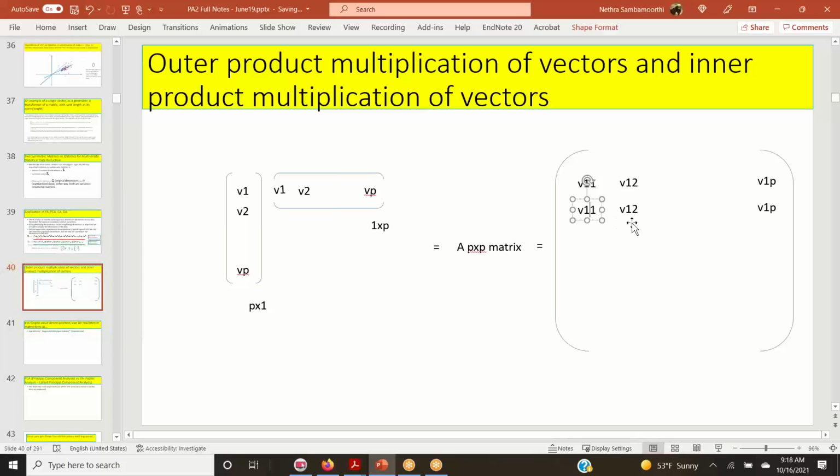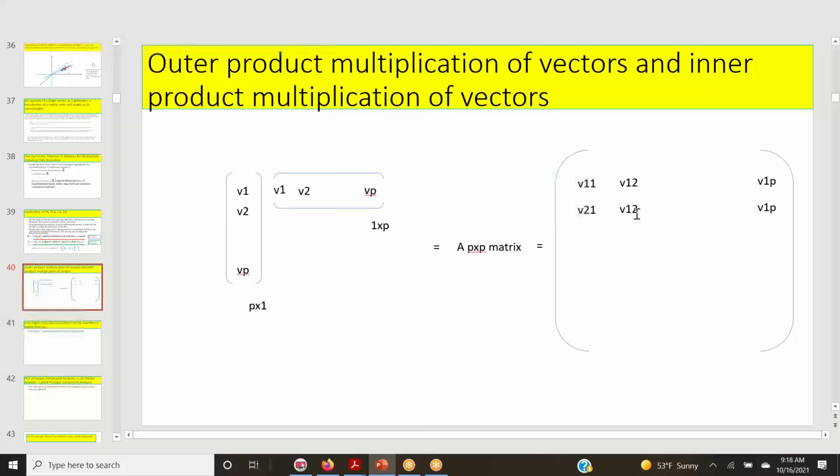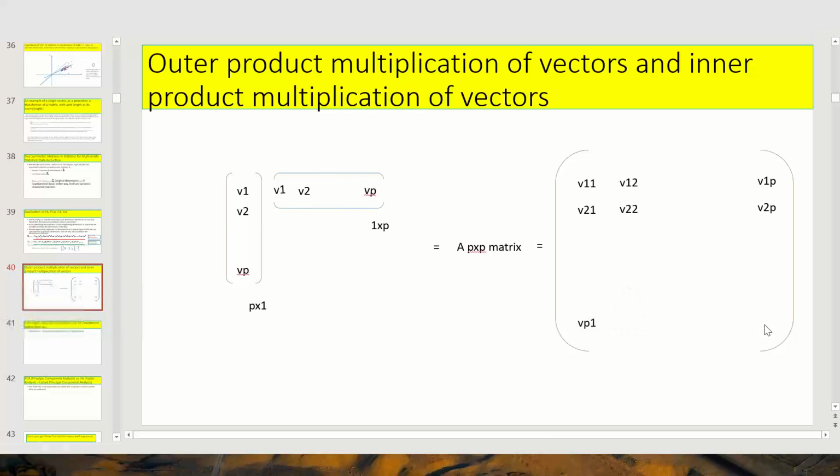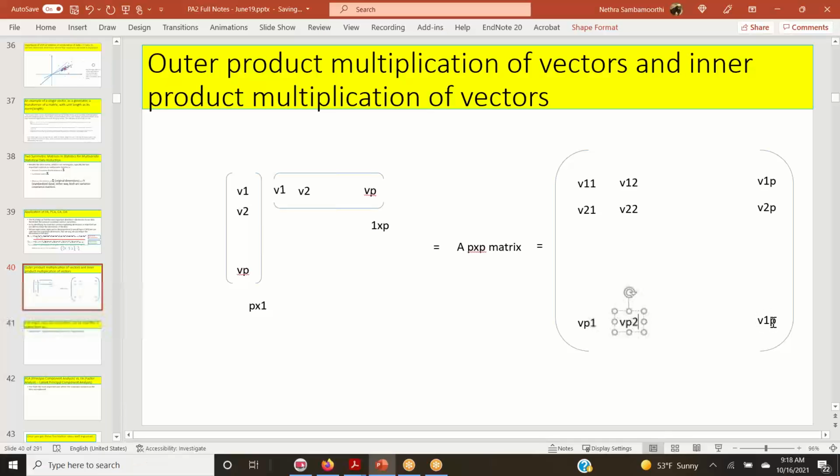You are just reviewing the basics of matrices. That's okay. That's important. You have to feel comfortable with what's going on. So like that, and then finally comes VP1, the last row here, and then multiply each one of that with, okay, this is called VP1. This is called the outer product of two vectors. VP2, V2, and VP. Understood, both of you? Yes. Super.